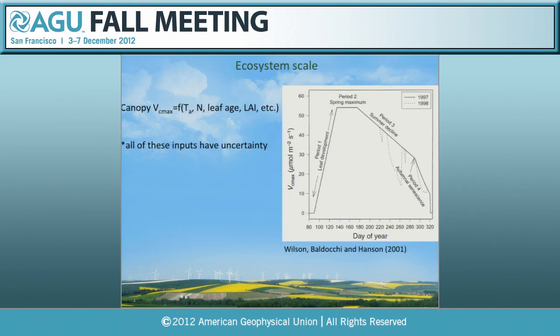And the reason I wanted to pursue this is for a number of reasons. The inputs, the variables that we use to estimate something like a canopy Vcmax or a Jmax, all of these have uncertainty. So we have things like air temperature, leaf nitrogen, leaf age, leaf area index. All of these inputs are uncertain. And I'll show you a little figure next describing why that's so important.